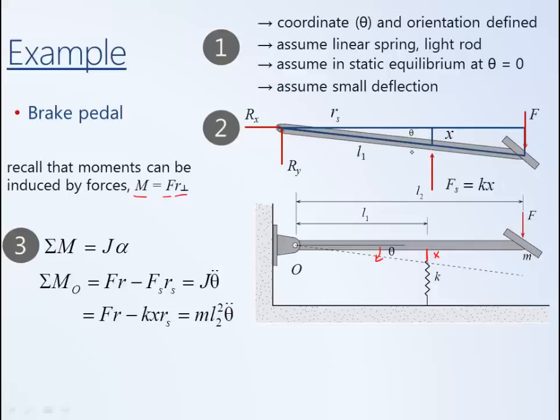Looking at this smaller right triangle, the hypotenuse is the length L1. That's the distance along the rod from O to the point of application of the force. So that's the hypotenuse of a right triangle. R sub S is adjacent to the angle theta, so it's equal to the hypotenuse times cosine of theta. The deformation x is the side of the triangle opposite theta, so it's equal to the hypotenuse times sine of theta.